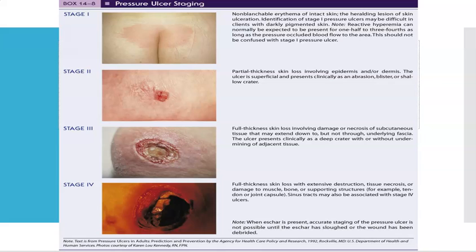Partial thickness loss, that's going to be your stage 2. That's going to be involving the dermis and or the epidermis, and it's going to be superficial. So sometimes this can be misinterpreted as shearing, but you're going to have a loss of skin there. Stage 3 is going to be your full thickness skin loss. That's going to have damage or necrosis. It can go into the subcutaneous tissue, so it's going to be deeper down. It's going to extend down. And of course, the stage 4 is going to be going all the way down to the muscle and the bone.